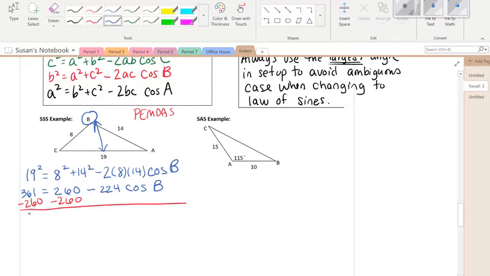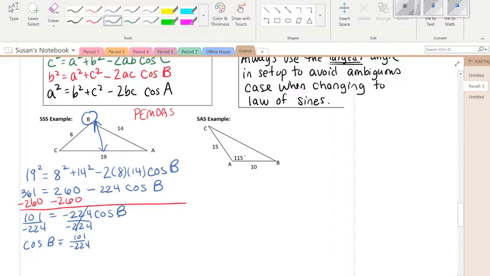So we have, when we subtract that, we get 101 is equal to negative 224 cosine of b. So the next step would be divide both sides by negative 224. And again, don't write the decimal answer. We want to leave it in exact form when possible, so that way we get a more exact answer in our calculator. So I have the cosine of b is equal to 101 over negative 224.